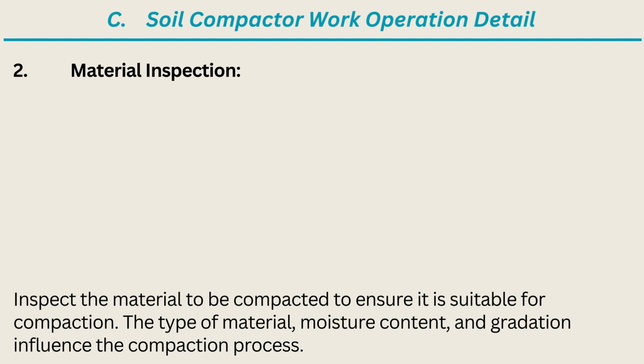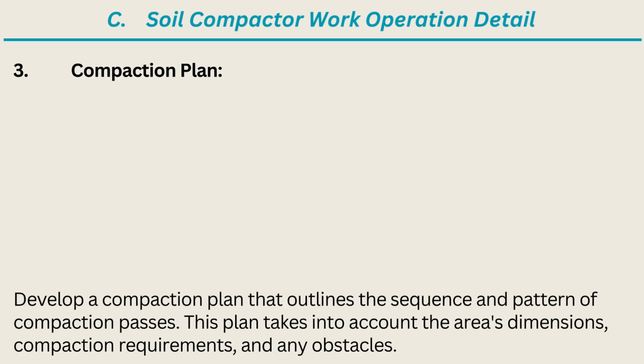2. Material inspection. Inspect the material to be compacted to ensure it is suitable for compaction. The type of material, moisture content, and gradation influence the compaction process. 3. Compaction plan. Develop a compaction plan that outlines the sequence and pattern of compaction passes. This plan takes into account the area's dimensions, compaction requirements, and any obstacles.